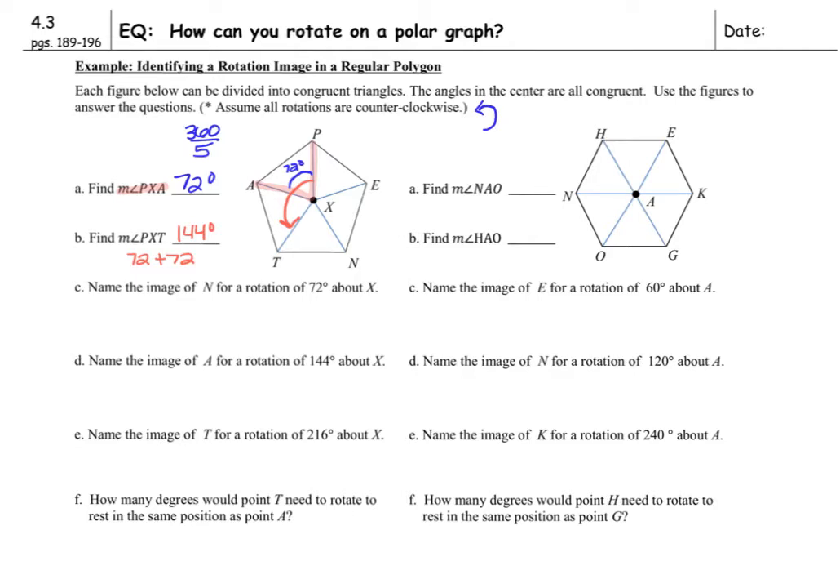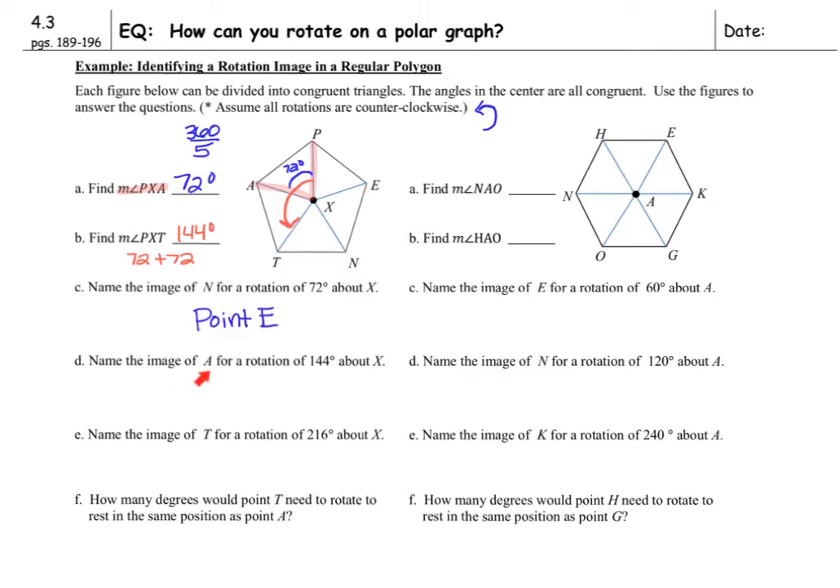Now let's work on some rotations. We're going to name the image of N for a rotation of 72 degrees about X. So here's X and here's N. We are going to assume that all rotations are counterclockwise. So if I take N, or think about turning the figure, and if I turn it 72 degrees, which is going to be one triangle, I'm going to end up at point E.